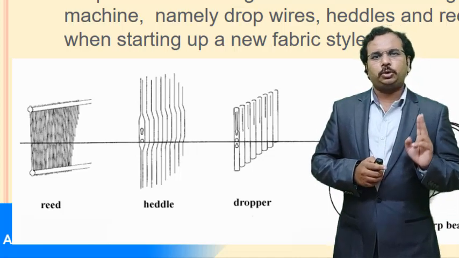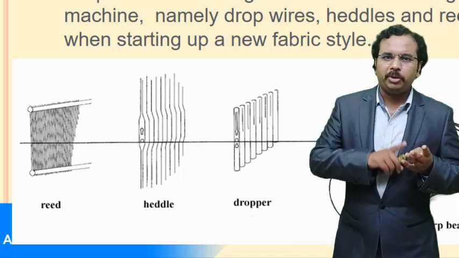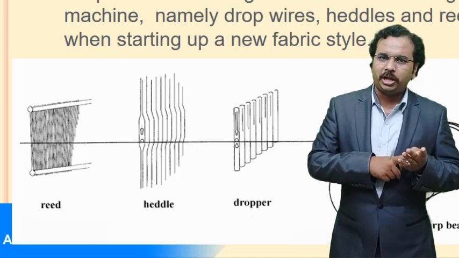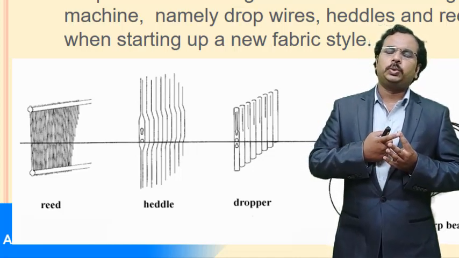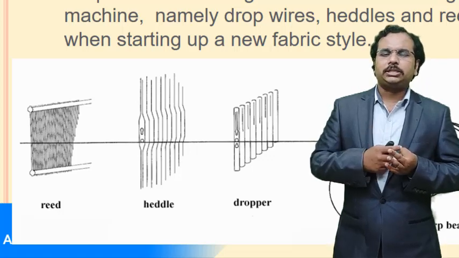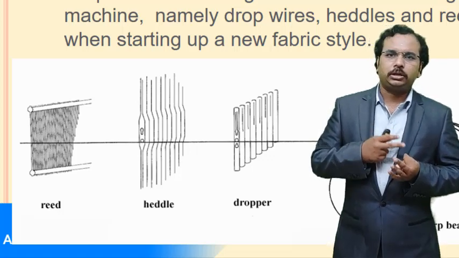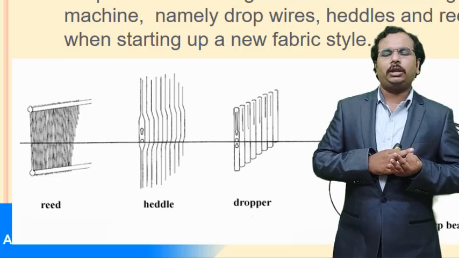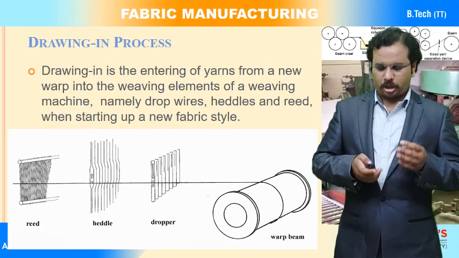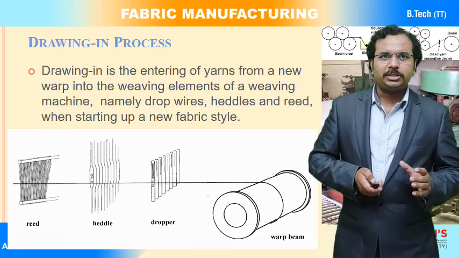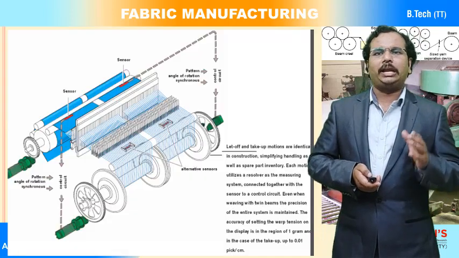So this is a two-step process. Drawing-in is done at the first stage. After drawing-in is completed, the drawn threads are drawn again through the reed. That is called the denting process. So these are the major things on what exactly drawing-in and denting are.